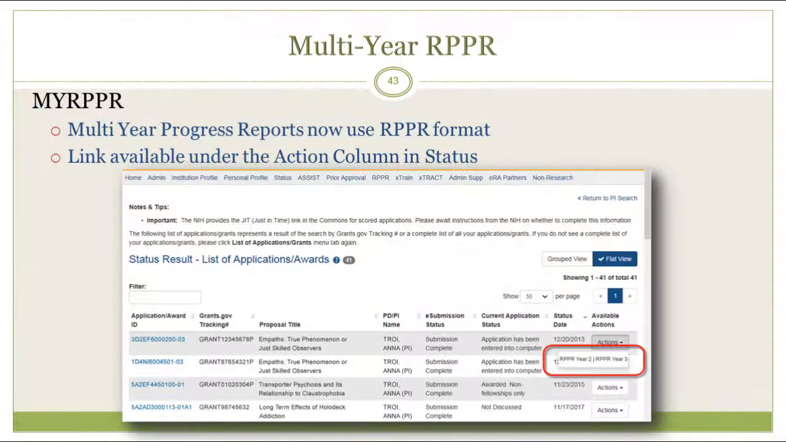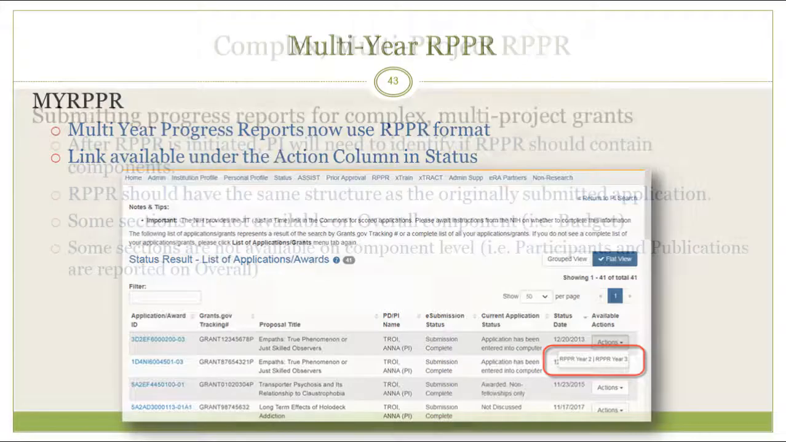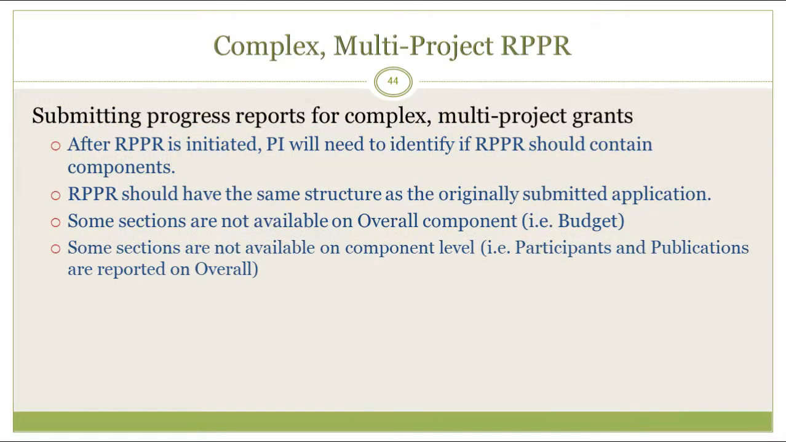A multi-year funded grant is one where the project period start and end date are the same as the budget period start and end date, and it expands over more than 1 year. In these cases, the multi-year progress reports will be found under the action column in status and not in the RPPR tab.